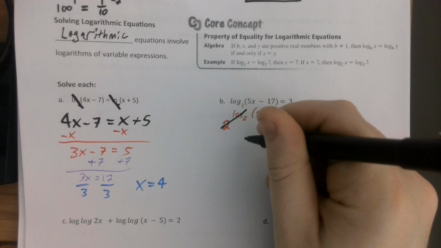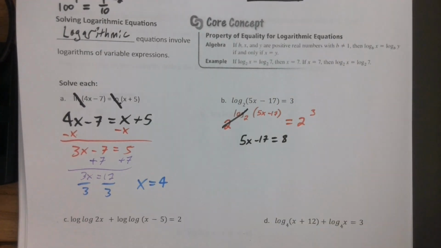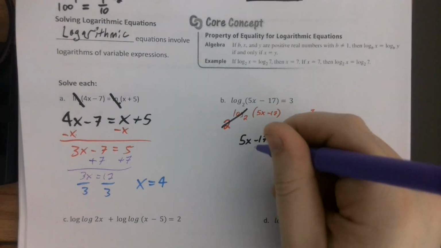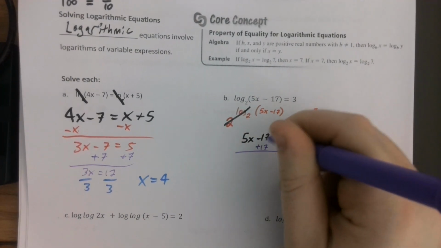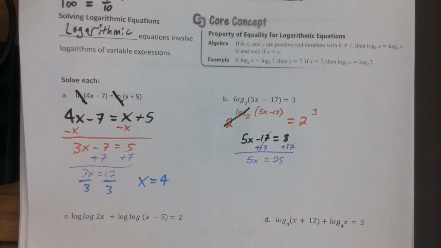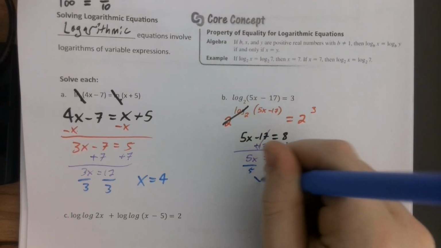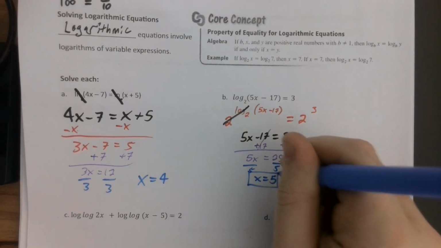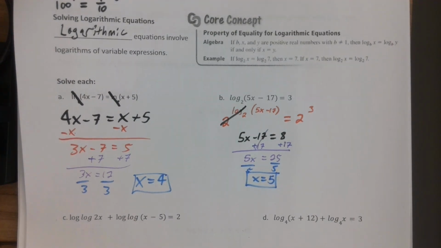Y'all, what we have just found is 5x minus 17 just equals 8. And this is absolutely something we could solve for x with. We just have to add 17 to both sides, getting 5x equals 25. Then we just divide both sides by 5. X equals 5. Done. Very nice.